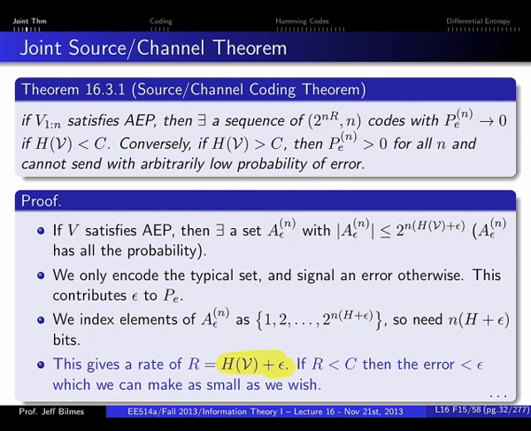And if R is less than the capacity, which is very similar to what we just said, then we can make the error small. Essentially what it's saying is that if the entropy is less than the capacity, then we can make R also less than the capacity, because the epsilon can be made as small as we want. That's basically what this means.